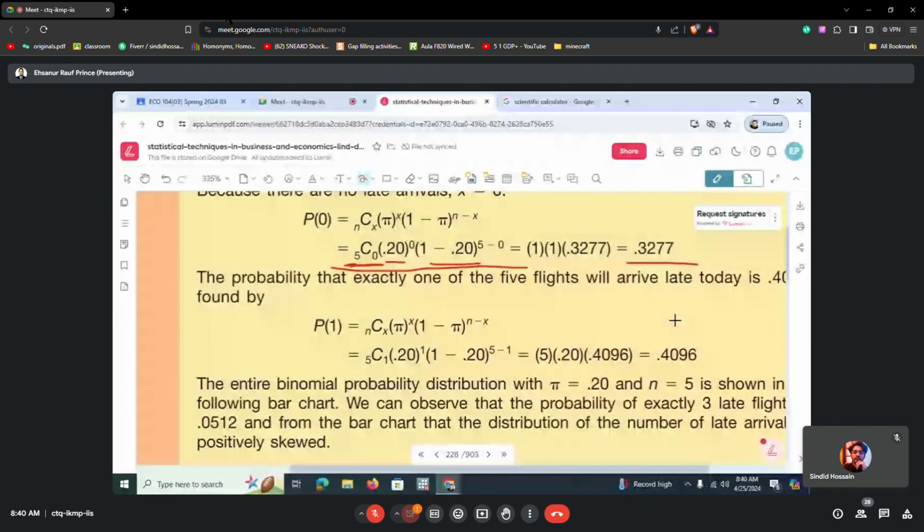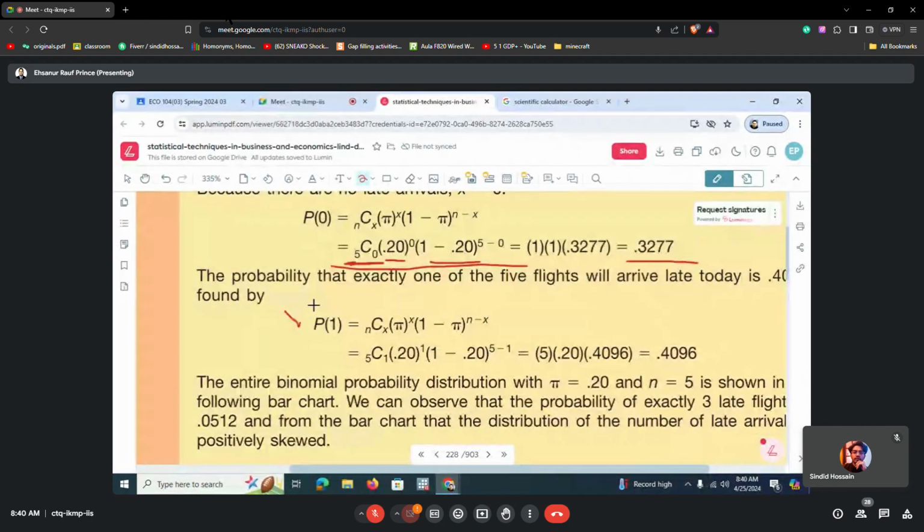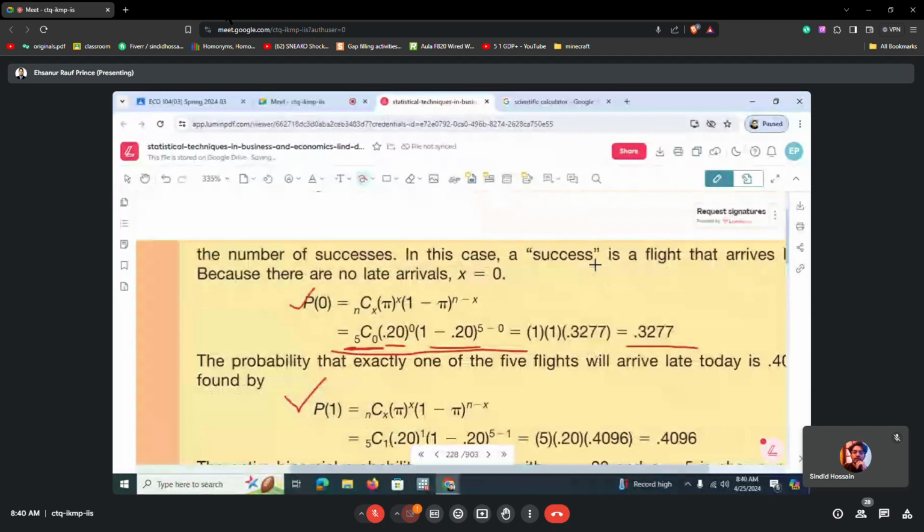Okay, very good. Then this is the first question where the probability is 0.3277. What is the second question?